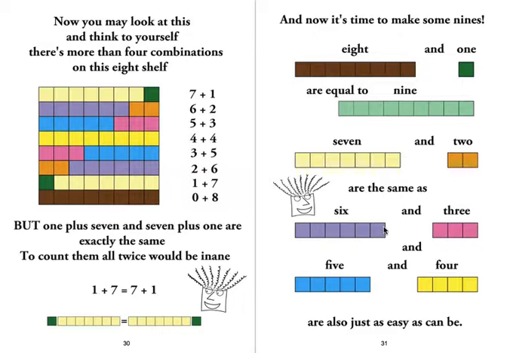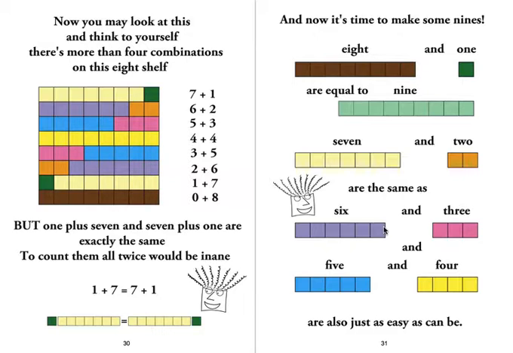Now, you may look at this and think to yourself, there's more than 4 combinations on this 8 shelf. But actually just 7 and 1, 6 and 2, 5 and 3, 4 and 4, 3 and 5, 2 and 6, 1 and 7, and 0 and 8. But 1 plus 7 and 7 plus 1 are exactly the same. To count them twice would be inane.